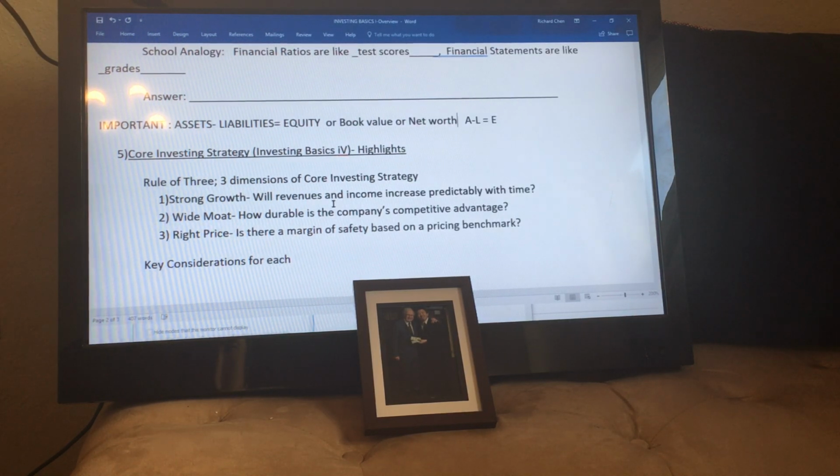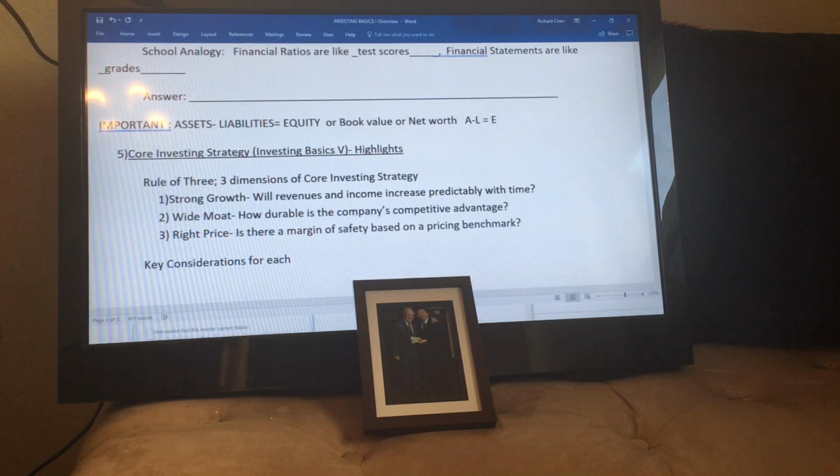Part 5, it can be really simple, or we can talk all day about it. Here we're presenting basically the core investment strategy. It constitutes Investing Basics 4, and obviously this is the overview, so we provide highlights for that seminar. And let's see here. So basically, we want to do the rule of 3. Actually, this should be Investing Basics 5, excuse me, because stocks and bonds was 2, and then financial ratios was 3.